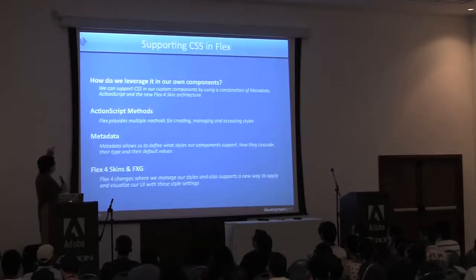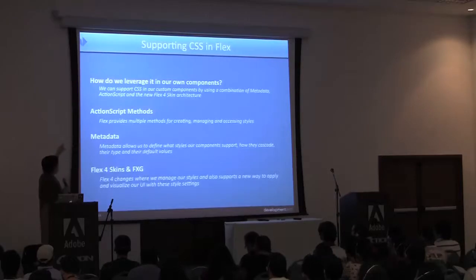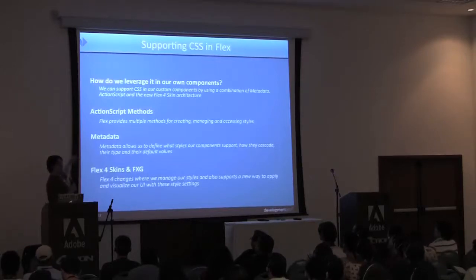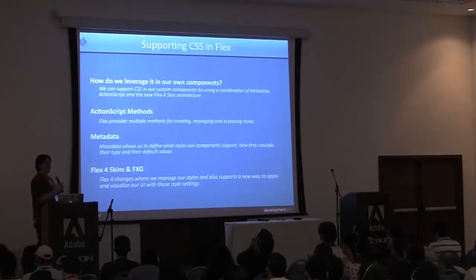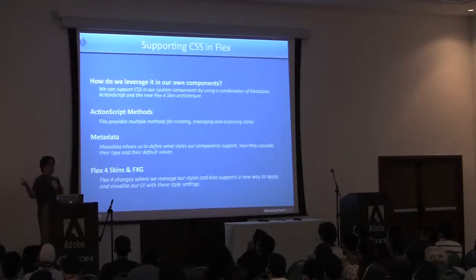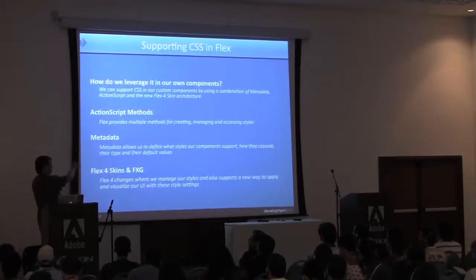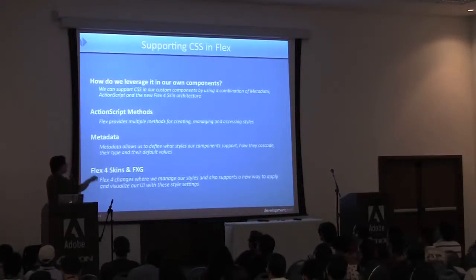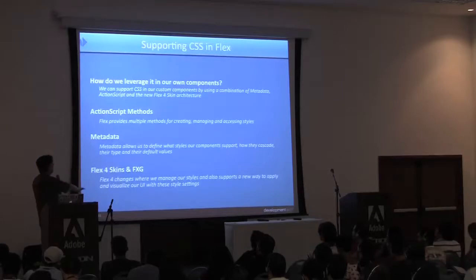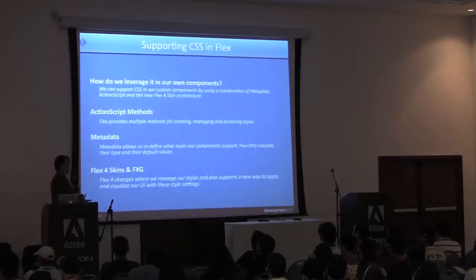We're going to look at all the different methods that we have available to us for the style engine inside ActionScript, how we take advantage of it, and how we can use this in our own components. We're going to look at metadata. Metadata is the driving factor that enables the compiler to understand MXML and say, oh, this is a property, instead of a set style. This is how we do this, through metadata. We'll get deep into that too. And we'll start talking about the new Flex 4 skins, FXG, and how we can apply those in our applications.